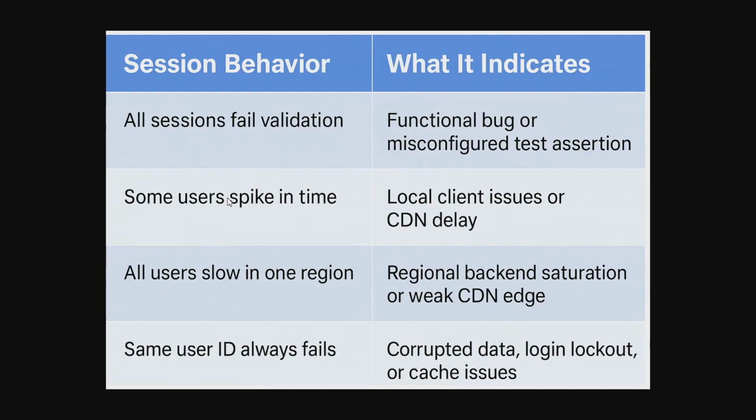Some users spike in time. It can be a local client issue or CDN delay. Third is all users slow in one region. It can be regional backend saturation or a faulty CDN edge. The same user ID always failing means corrupted data, login, logout, or cache issues. Like that, we can handle the different types of session behavior.